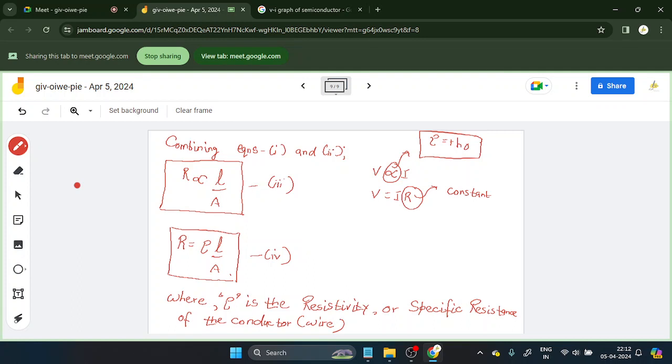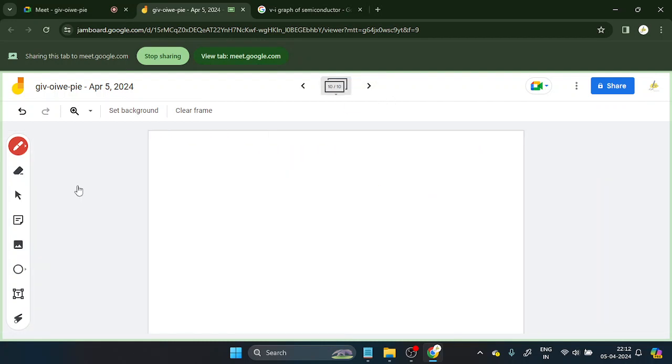Clear about this? What I have done here? So this is called rho. Rho is what? Specific resistance or resistivity. Now I can define what specific resistance is. I can define it easily.